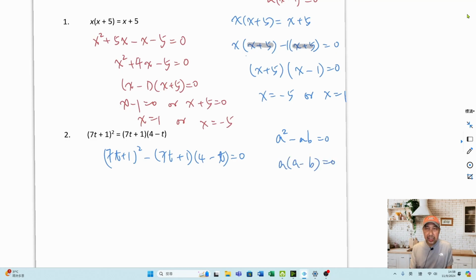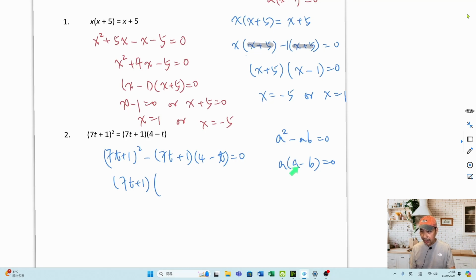If a squared minus ab is 0, I think you know that the next step should be to take a outside. The 7t plus 1 is a bracket. You can regard it as a number, so you can take it outside. So the whole thing, 7t plus 1, we take outside.